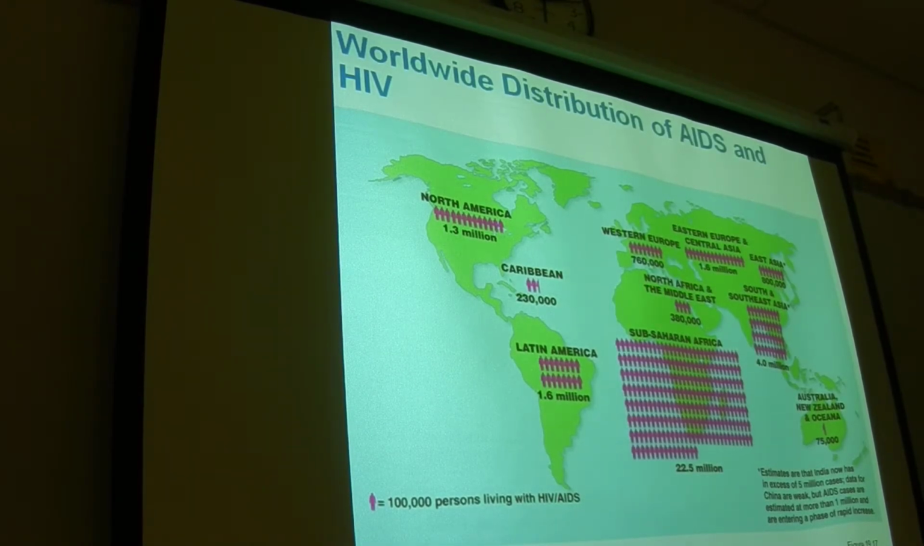So here's the, I don't know, what year is this? Does it say? 2010 maybe. So it's fairly recent. This is the worldwide distribution of AIDS and HIV. You can see by far the biggest cases in sub-Saharan Africa. There's a handful of reasons. I'm not going to get into all of them. But the main ones are that there's just a lack of education.